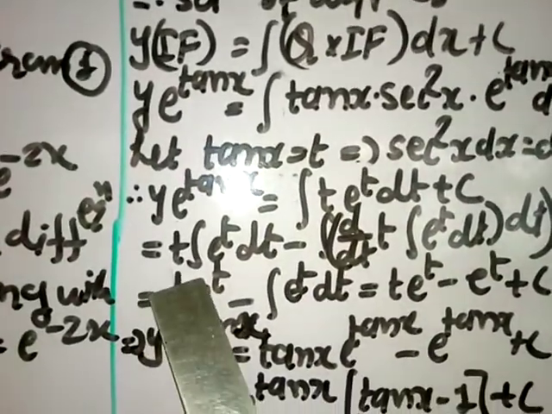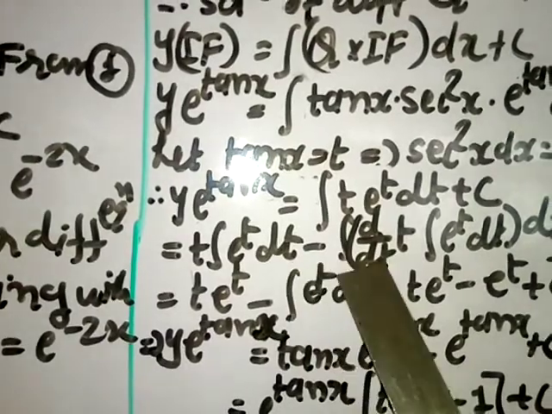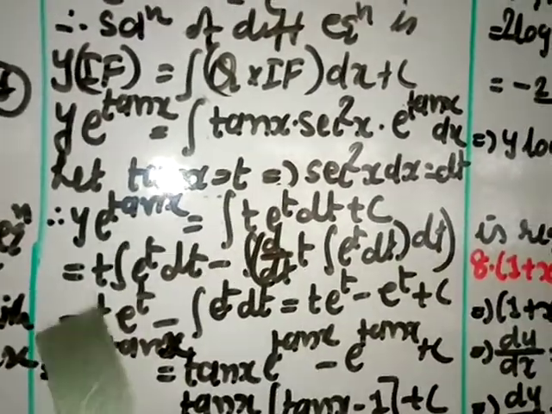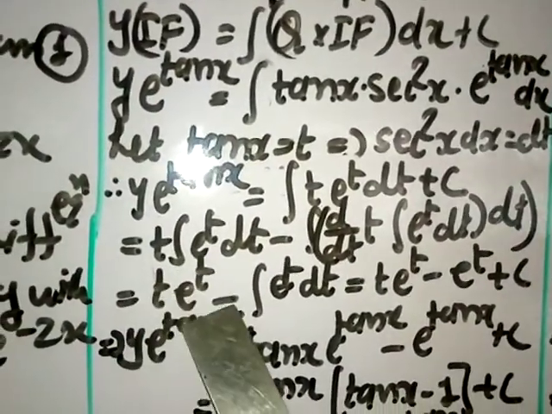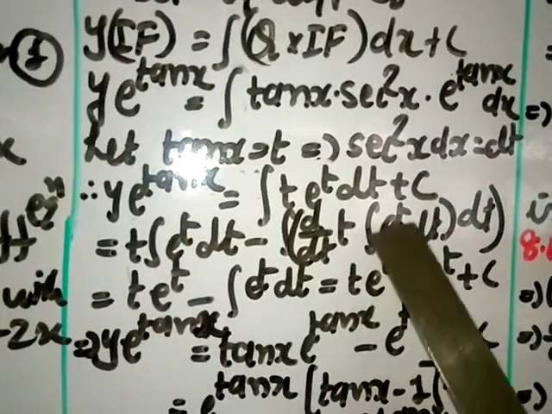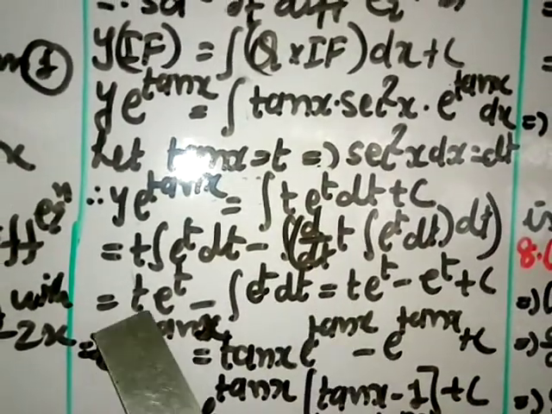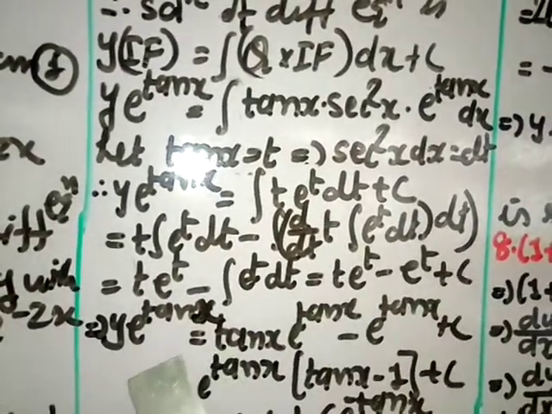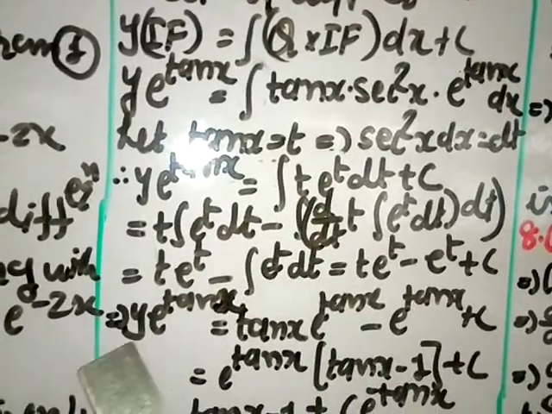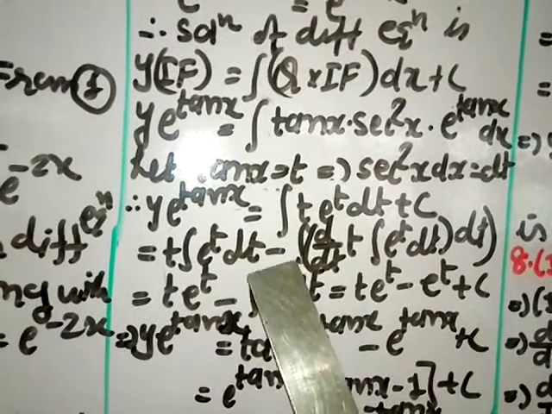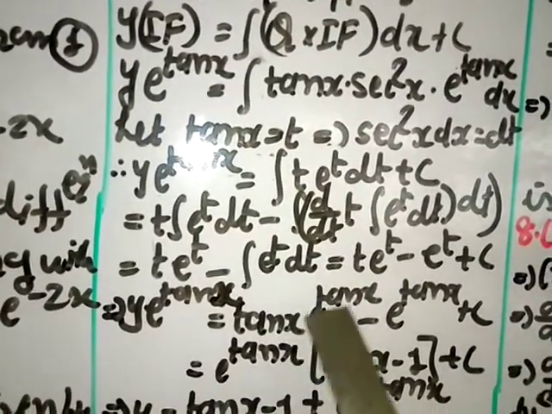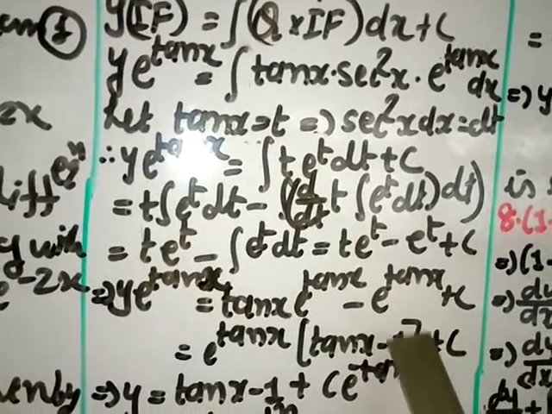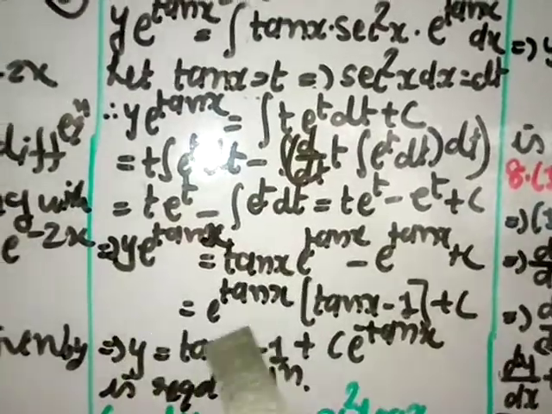So t as it is, times the integral of e^t dt, minus the integral of the derivative of t, d/dt of t, times the integral of e^t dt, dt. That gives t e^t minus the integral of e^t, which is t e^t − e^t + c. Now put back the value of t. So y e^(tan x) equals tan x e^(tan x) − e^(tan x) + c. From both terms you can take e^(tan x) common: here remains tan x, minus 1, plus c. Now transfer this e^(tan x), so it will cancel here.